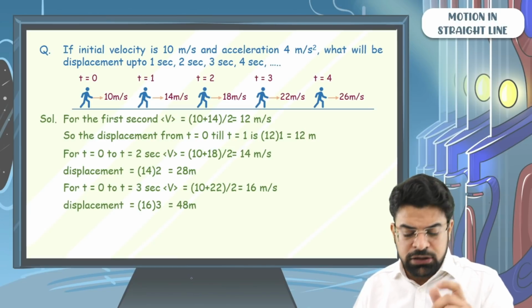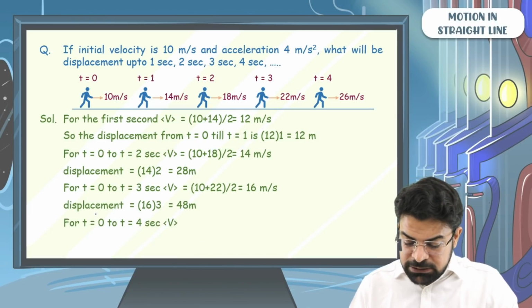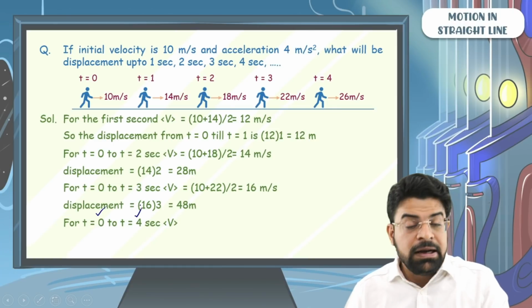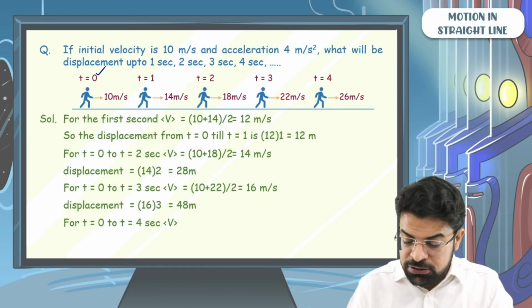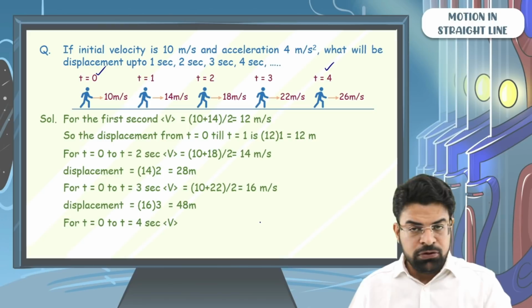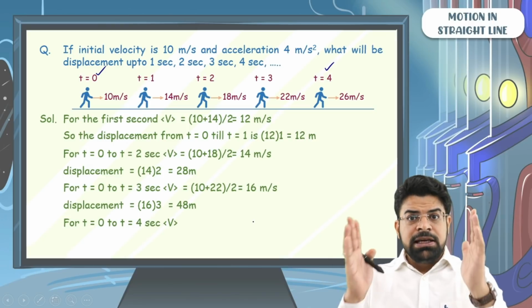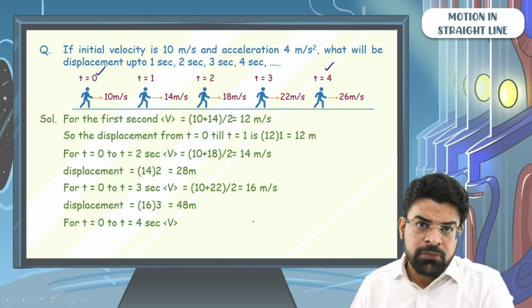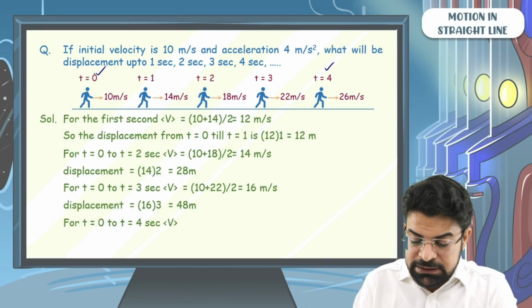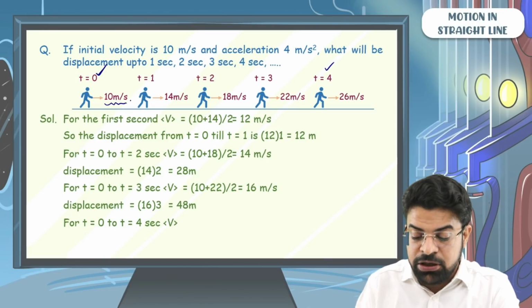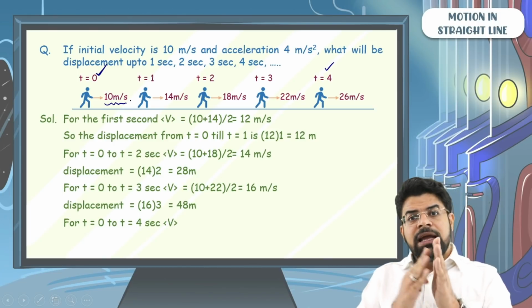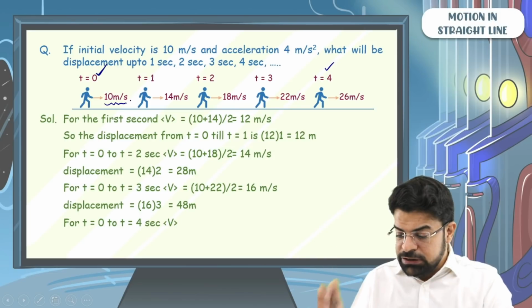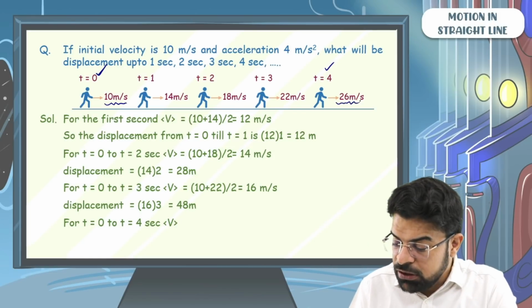Now let's do the last one. What is the displacement from time equals 0 till time equals 4? For this 4-second time frame, at the very beginning, that is at time equals 0, velocity is 10 meter per second. At the very end of this 4 seconds, the velocity is 26.